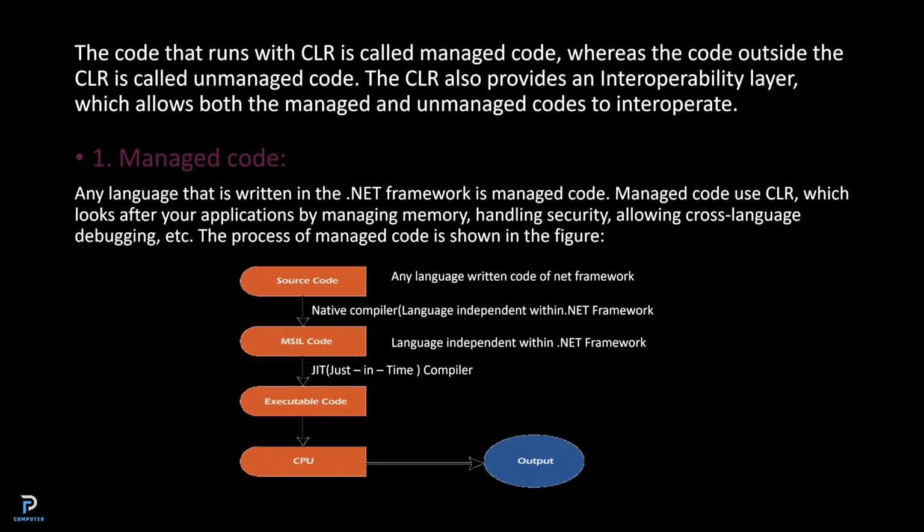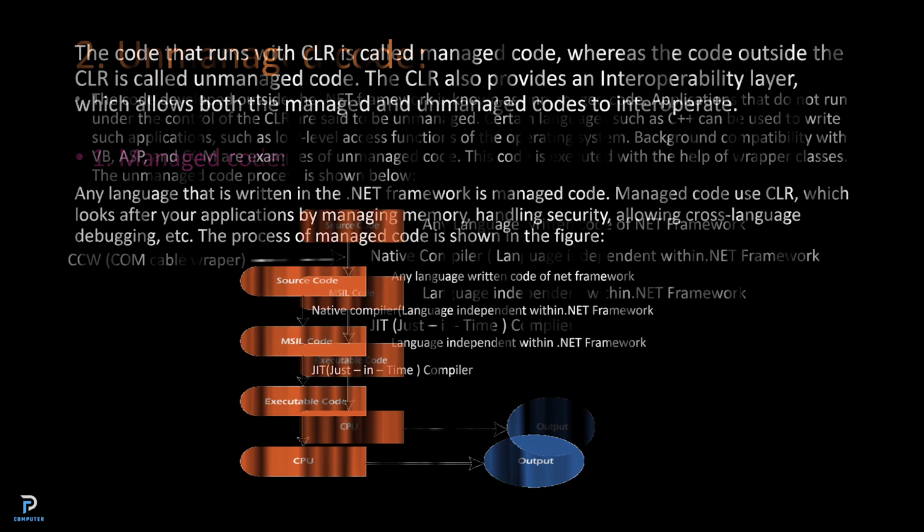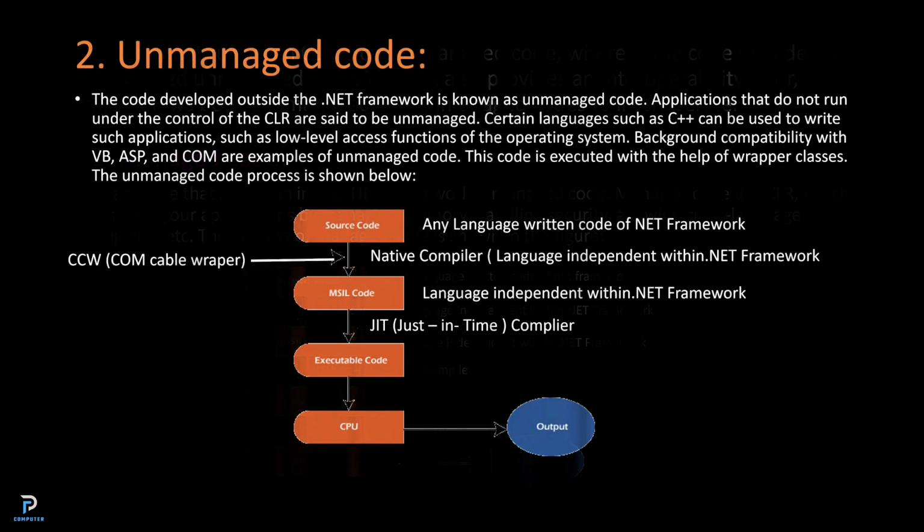2. Unmanaged code. The code developed outside the .NET framework is known as unmanaged code. Applications that do not run under the control of the CLR are said to be unmanaged. Certain languages such as C++ can be used to write such applications, such as low-level access functions of the operating system. Backward compatibility with VB, ASP, and COM are examples of unmanaged code. This code is executed with the help of wrapper classes. The unmanaged code process is shown below.